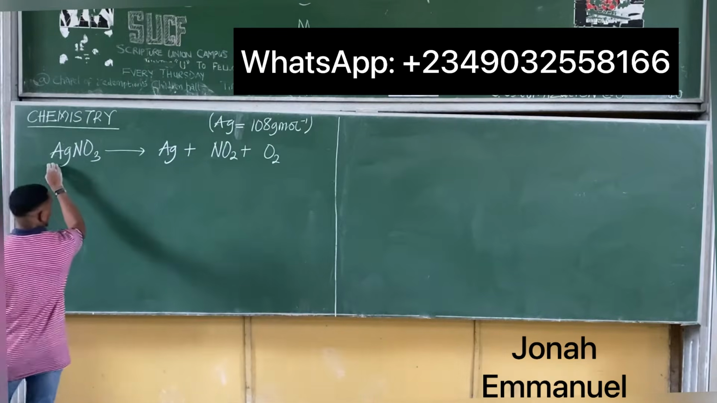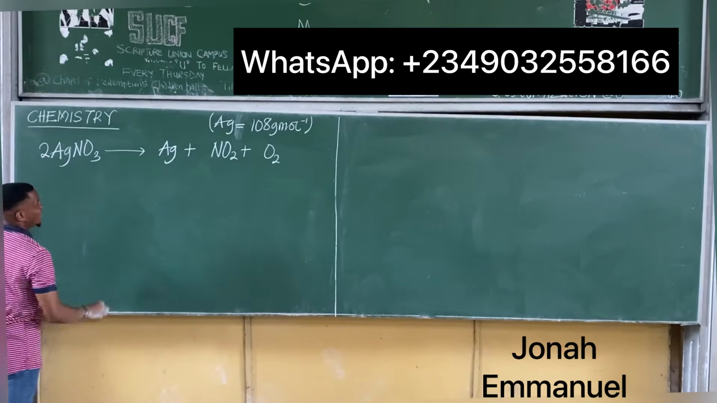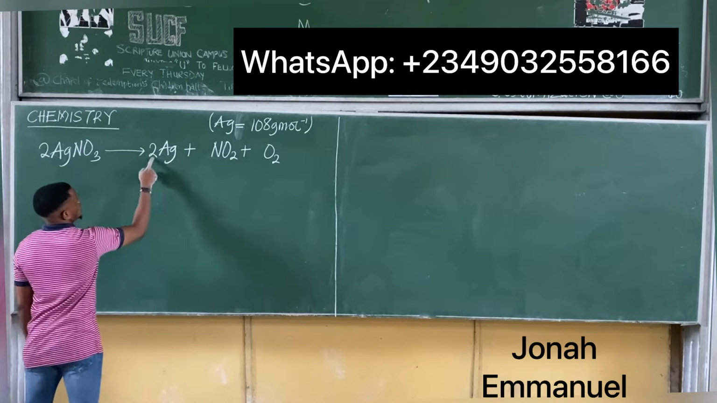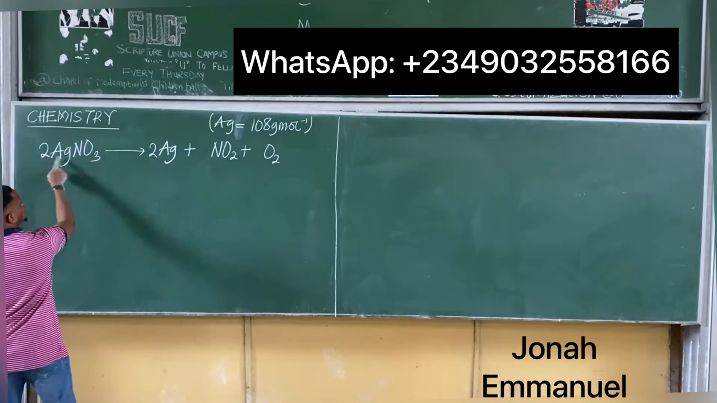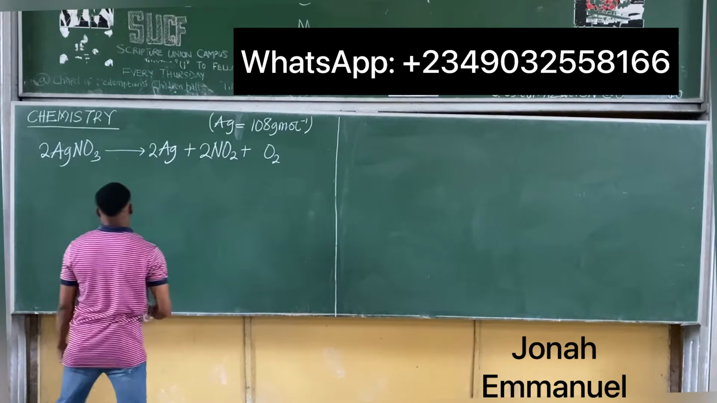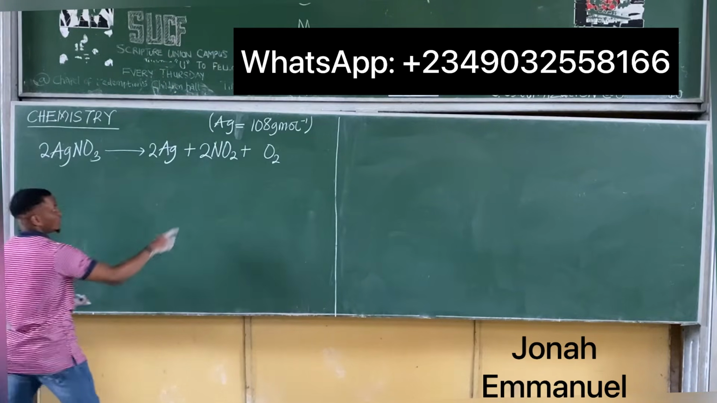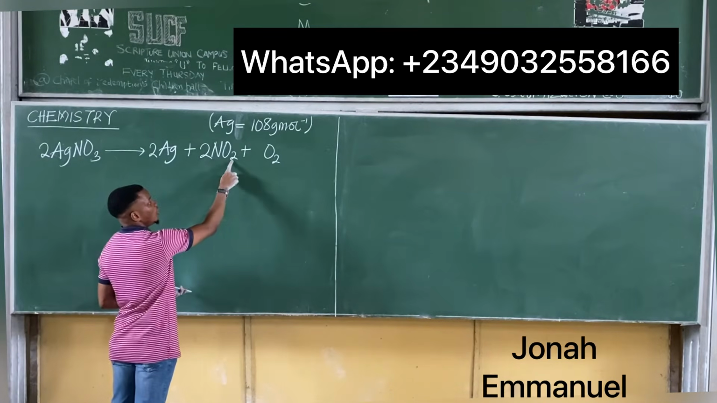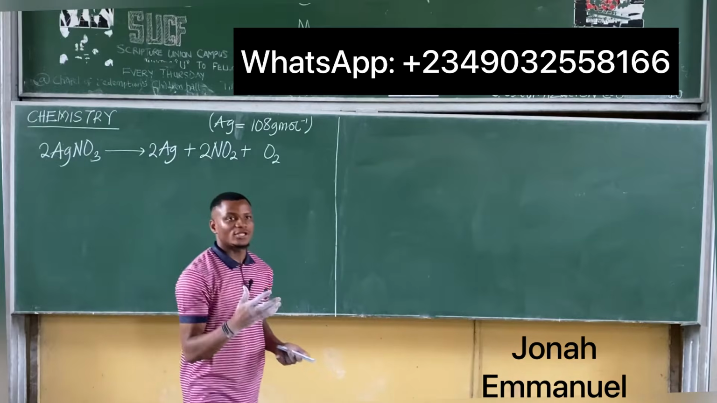2 here. So 2 here becomes 2 of silver. I will add 2 here. 2 of silver. It becomes 2 of nitrogen. 2 times 1. I'll add 2 here. 2 of nitrogen. It becomes 2 times 3, 6 of oxygen. 2 times 2, 4 plus 2, 6. It's now balanced. Look at your question.